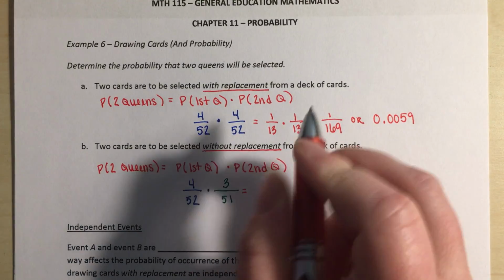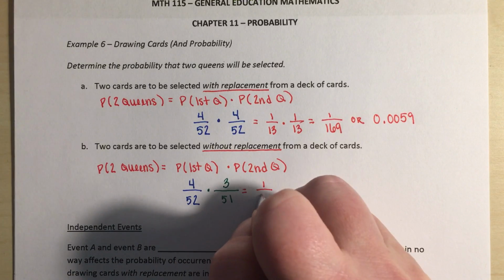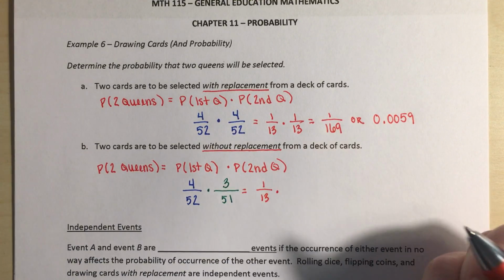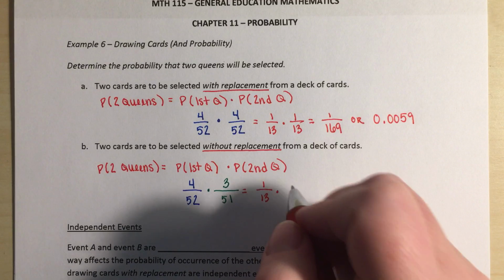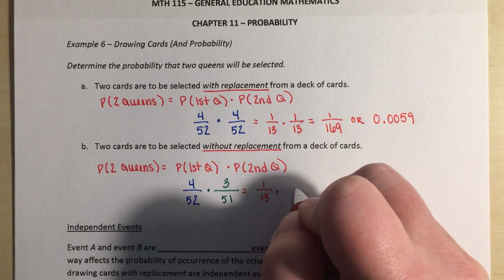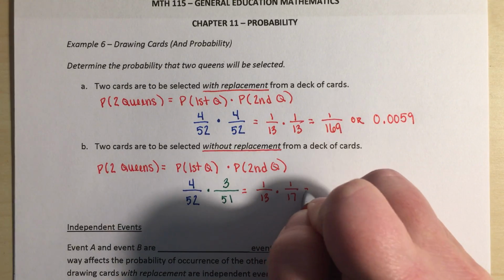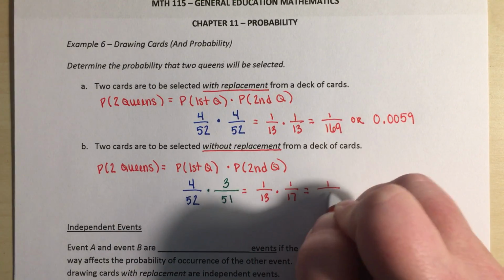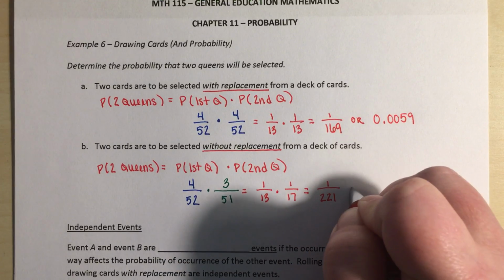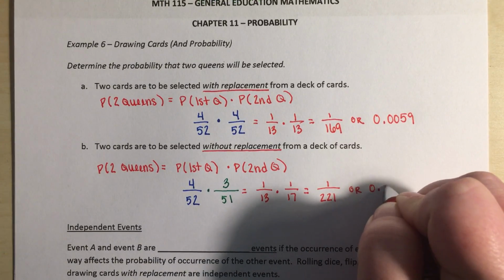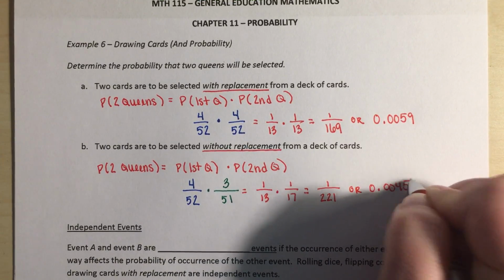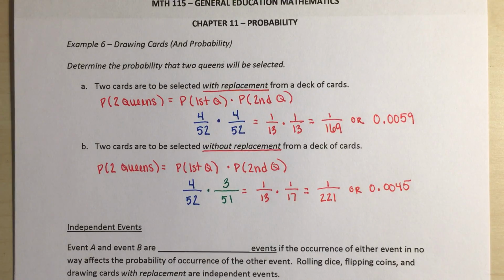If we reduce these into lowest terms before we multiply, that's going to give us 1 out of 13, because those are both divisible by 4. 3 and 51 are both divisible by 3, so we get 1 out of 17, which then we can multiply to get 1 over 221, or 0.0045. So a slightly smaller chance then of drawing 2 queens without replacement.